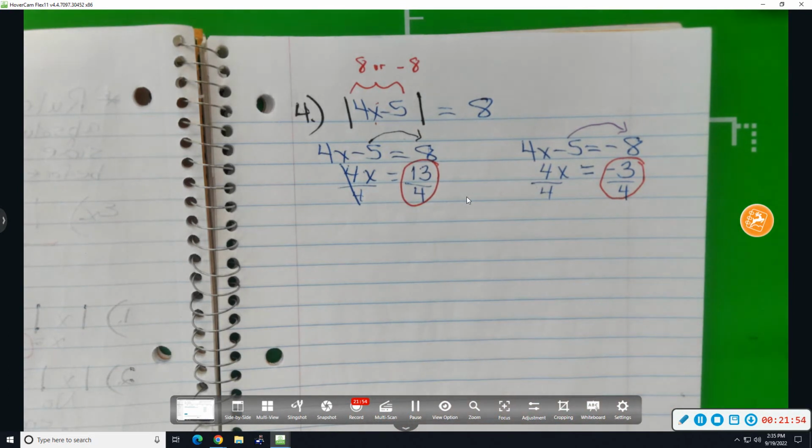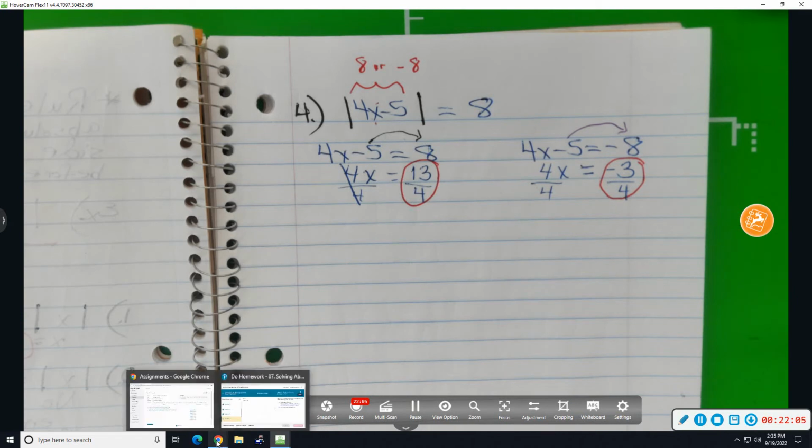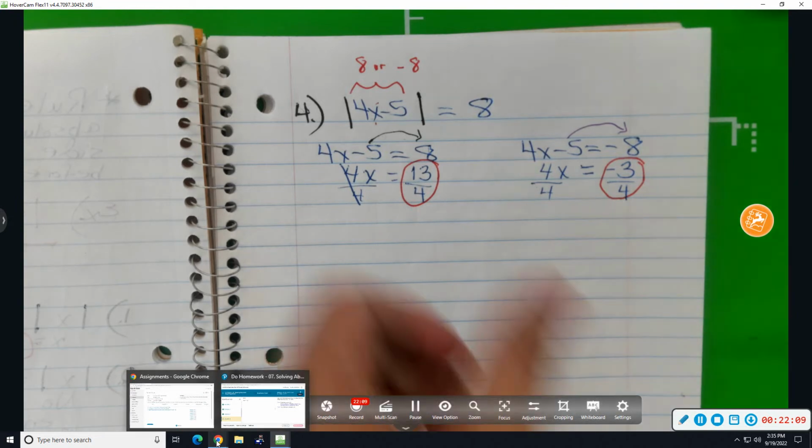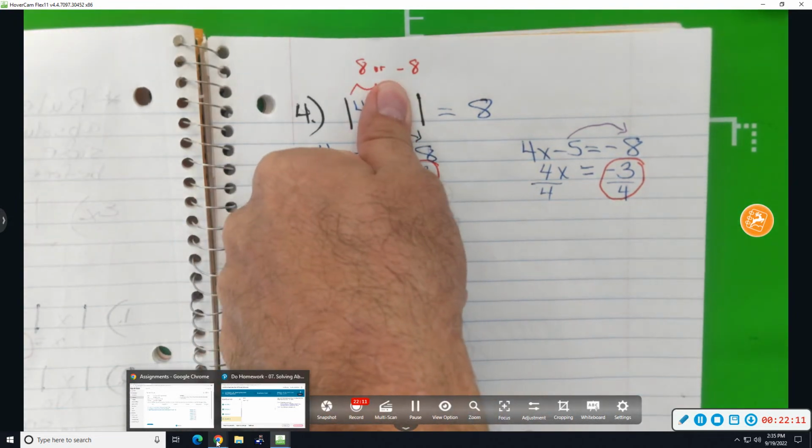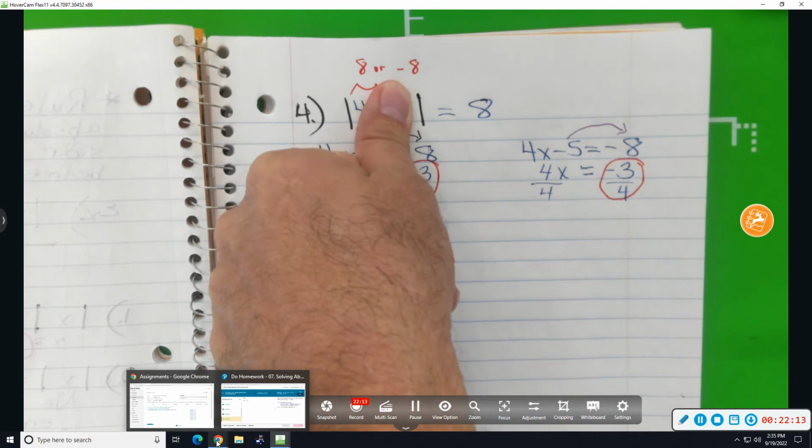So sometimes there's stuff we do, like I'll give you the quadratic formula and you've got to trust me that it works. Here you should be able to logic your way through these. Why am I saying set equal to 8 and negative 8? Well, those are the only numbers that could be inside those bars to have an absolute value equal to 8.